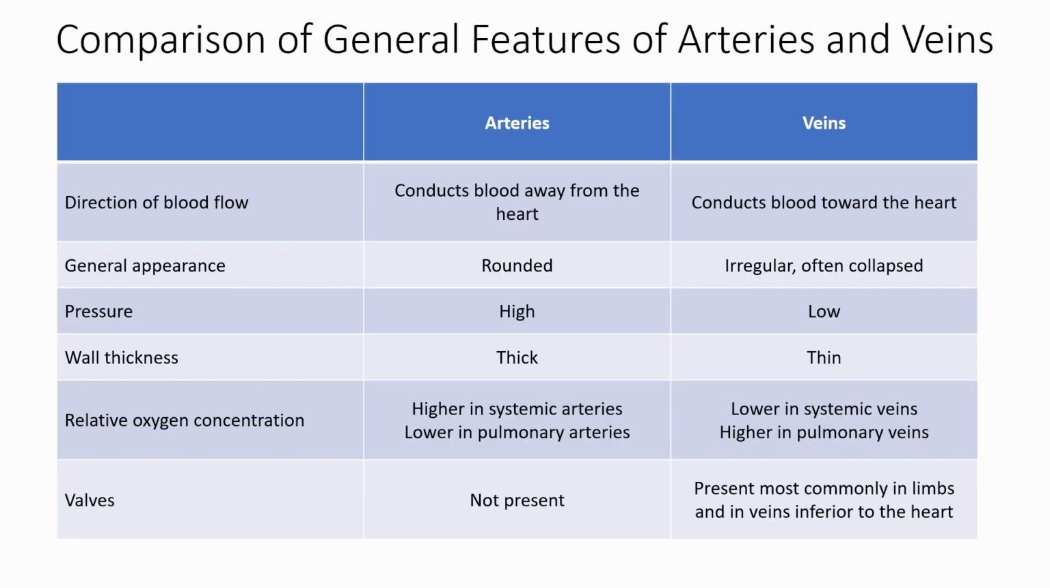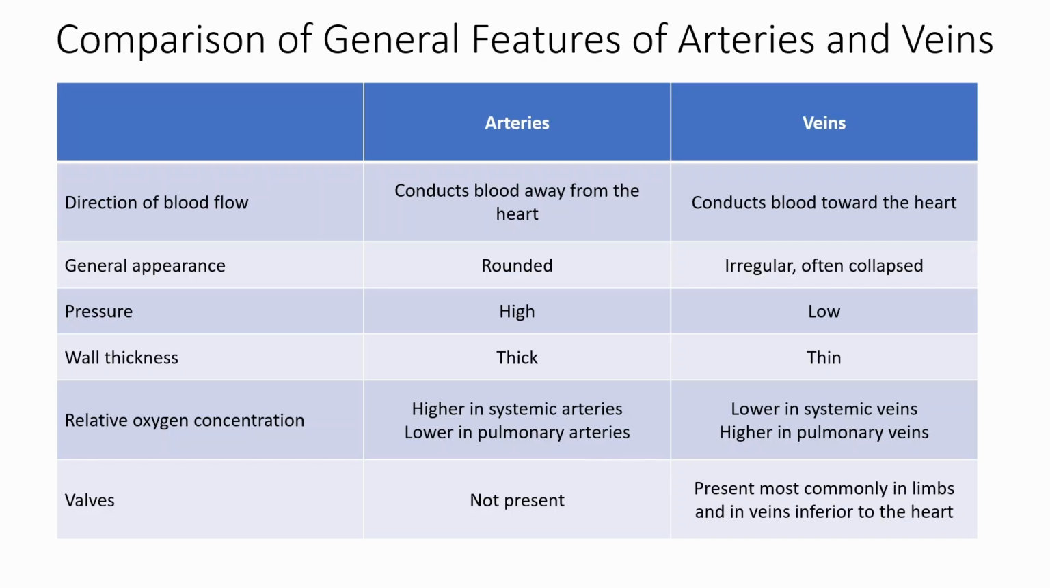So if we compare arteries and veins, you should definitely take a peek at this and memorize this table, because this is going to help you a lot, especially if you have to identify them under the microscope, or if I ask you questions on a lecture exam. This table right here, know this table inside and out. The direction that blood flows is basically our definition of artery and vein. The general appearance, round versus irregular or collapsed, will help you with looking at them under the microscope.